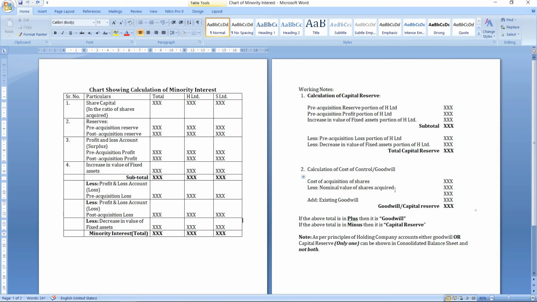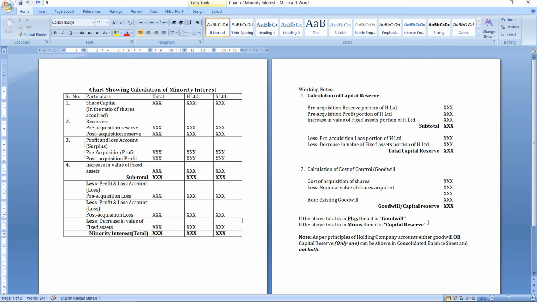Sometimes shares can be acquired at a premium or at a discount. That value you are going to take as cost of acquisition. Less nominal value, meaning the actual face value of shares of the subsidiary company, is to be taken. Whatever you get, you have to add existing goodwill. If the subsidiary company has any goodwill, you have to add that goodwill. So you will get either goodwill or capital reserve.